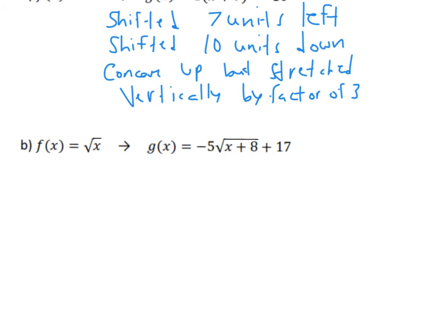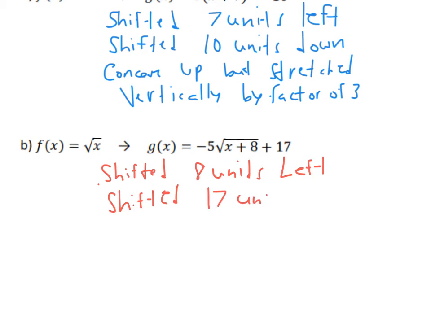So B, we're talking about the square root of x. And what do we see that's happening? Well, first of all, inside the function, I can see that it's x plus 8 now. So this is going to be shifted 8 units to the left horizontally. We can see that it is plus 17 outside the function, so it's going to be shifted 17 units up vertically.